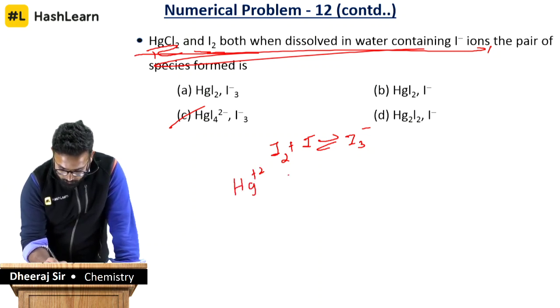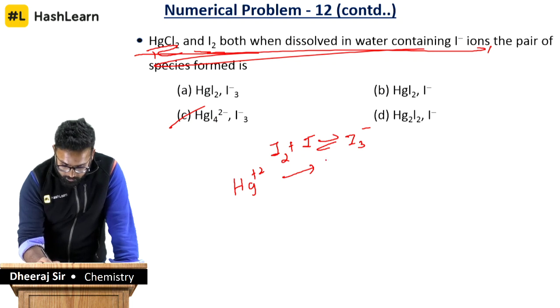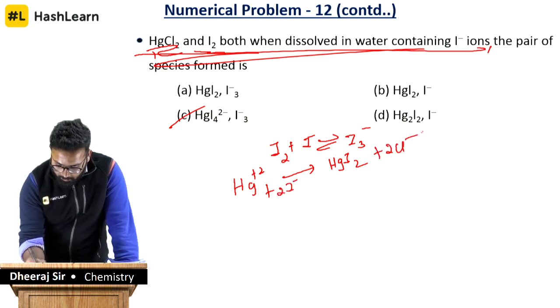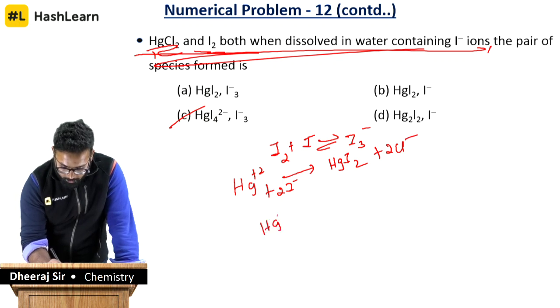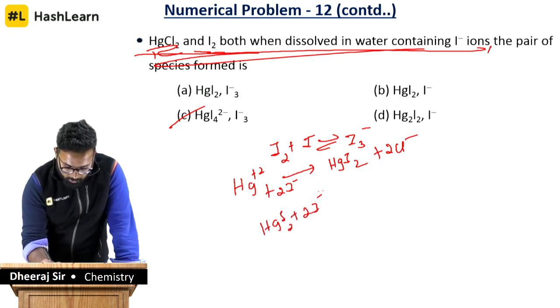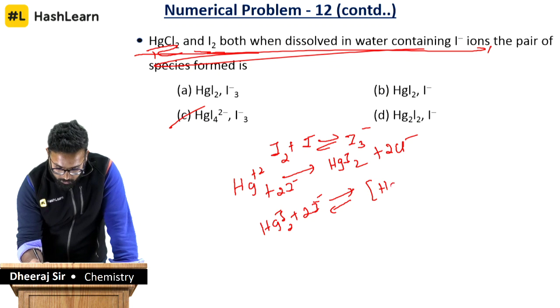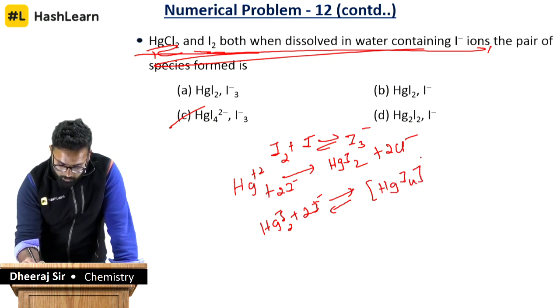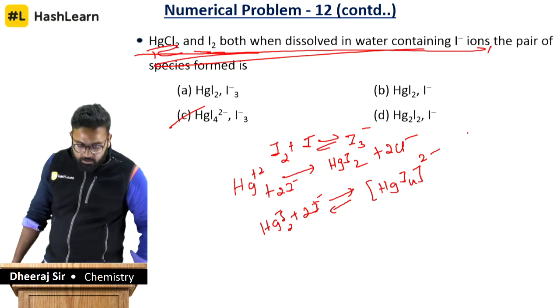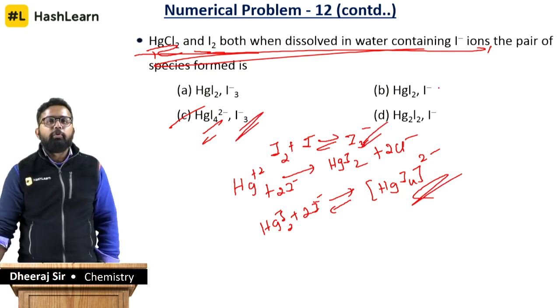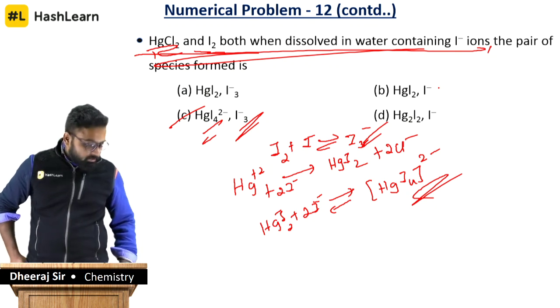Hg plus 2 gives HgI2 on reaction with 2I minus. You will get 2Cl minus. And along with that, HgI2 plus 2I minus, this is the equilibrium reaction which you guys are quite well aware of, to give HgI4 2 minus. So it has to be option 4, HgI4 2 minus in this case and I3 minus in this case, which has to be the product. So quite a critical question.